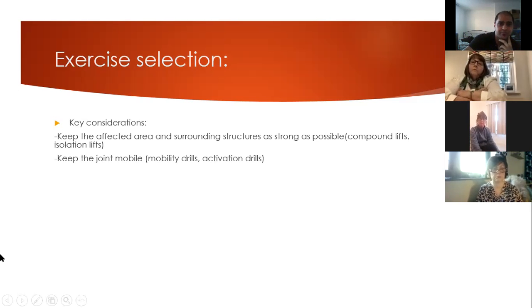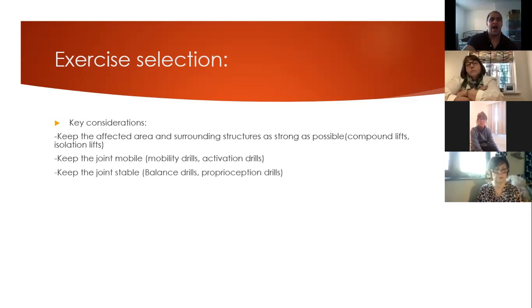Keep the joint mobile. Obviously, if the joint moves better, then it's not going to be as stiff, and you're going to be able to move a lot more freely. Goes without saying. And keeping the joint stable. Like I said, if your joint is stable, it's locked in place, whether it's through the muscle surrounding it, but obviously also your body's natural internal awareness. I'll talk about this a little bit later. But if your body is aware and well balanced, then your joint is locked into place.